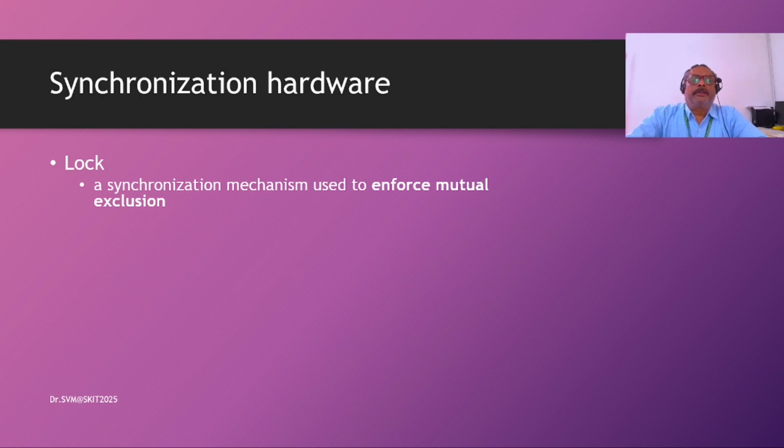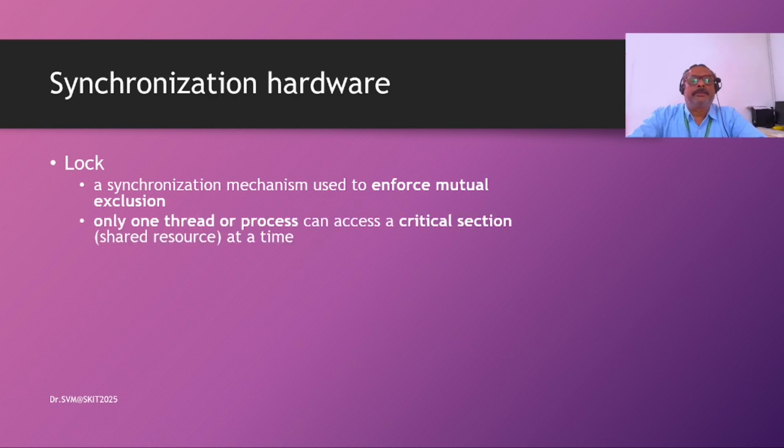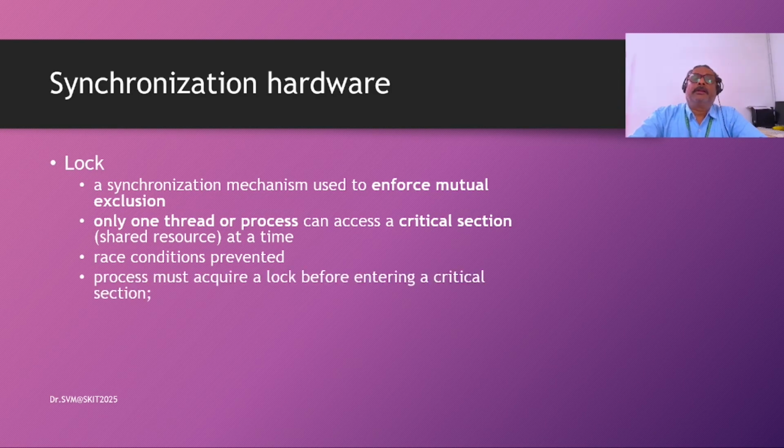So a lock is a synchronization mechanism used to enforce mutual exclusion. That's what we just discussed, and this ensures that only one thread or one process can be working in the critical section, not more than one. At any time, a maximum of one process or one thread can use the shared resource. So that's what mutual exclusion is, and that's what a critical section is meant for. This avoids race conditions, and we must get the lock before entering the critical section.